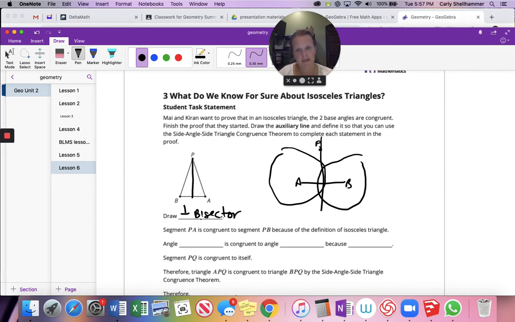So I'm going to draw a perpendicular bisector. So now we know that PA, let's change colors here, PA is congruent to segment PB because of the definition of isosceles triangle. And angle B is congruent to angle A because of the definition of isosceles triangle. Let me make sure that's the way that they used it. Because, again, the book tries to simplify things, and that's why it's different. I guess the way I learned was more complicated, and the way I've been teaching for years is more complicated.